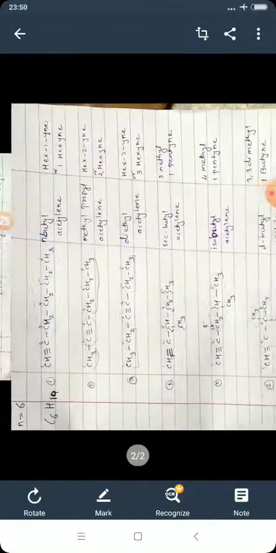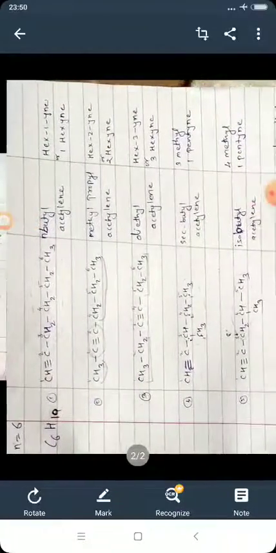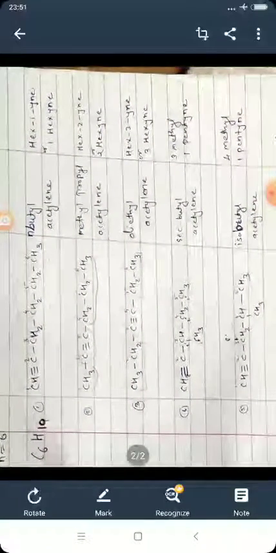Now if we consider n is equal to 6, the molecular formula is C6H10. There are 6 carbons in a straight chain, and the first carbon possesses the triple bond. So it is called 1-hexyne or hex-1-yne.